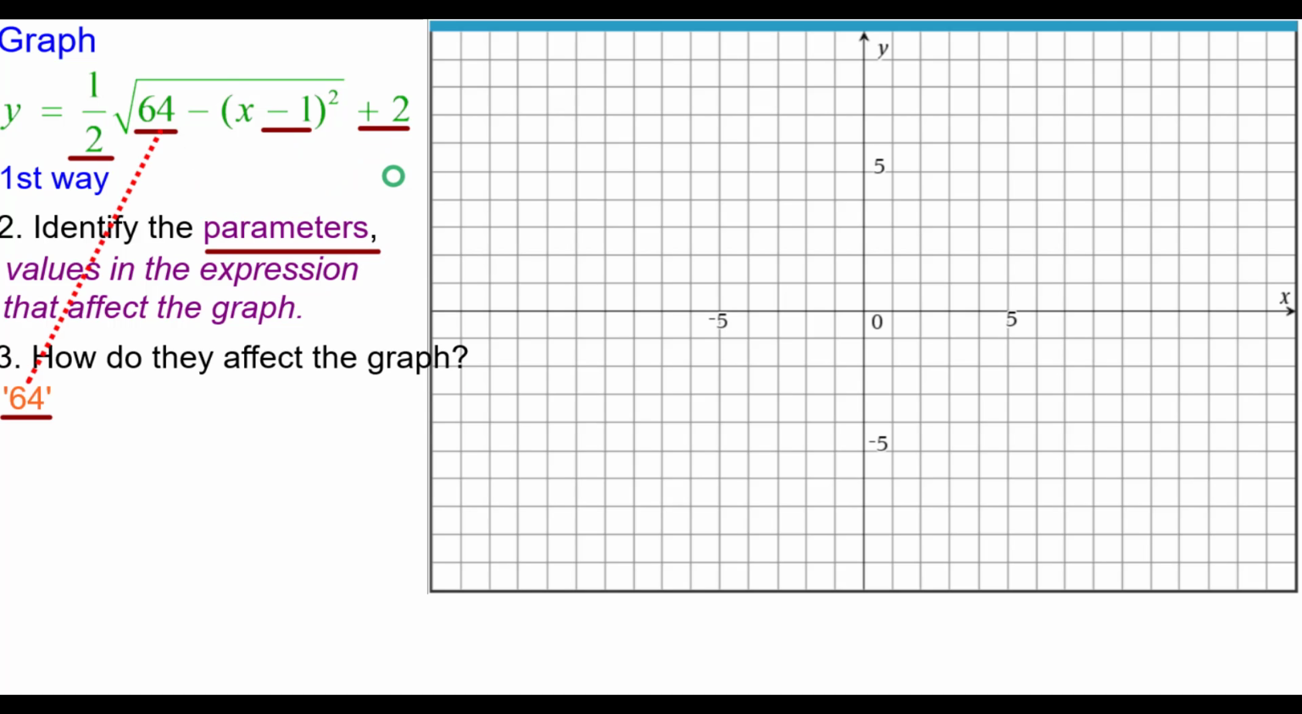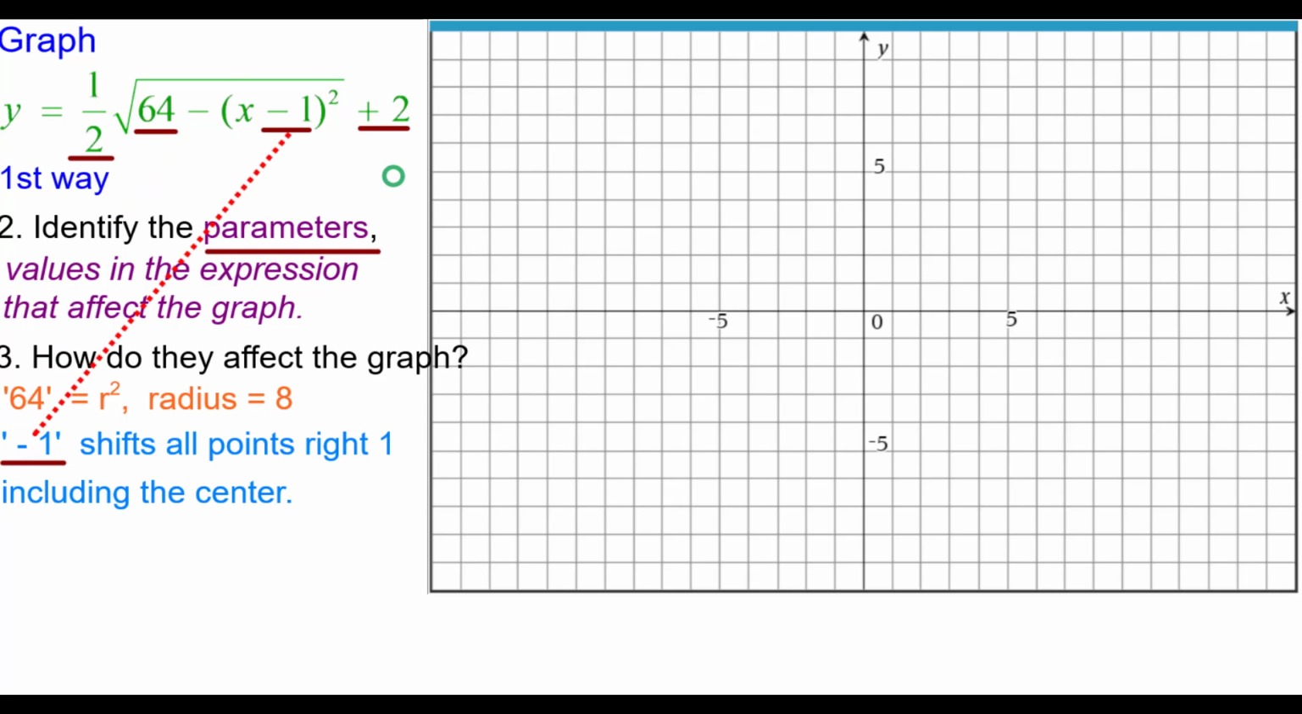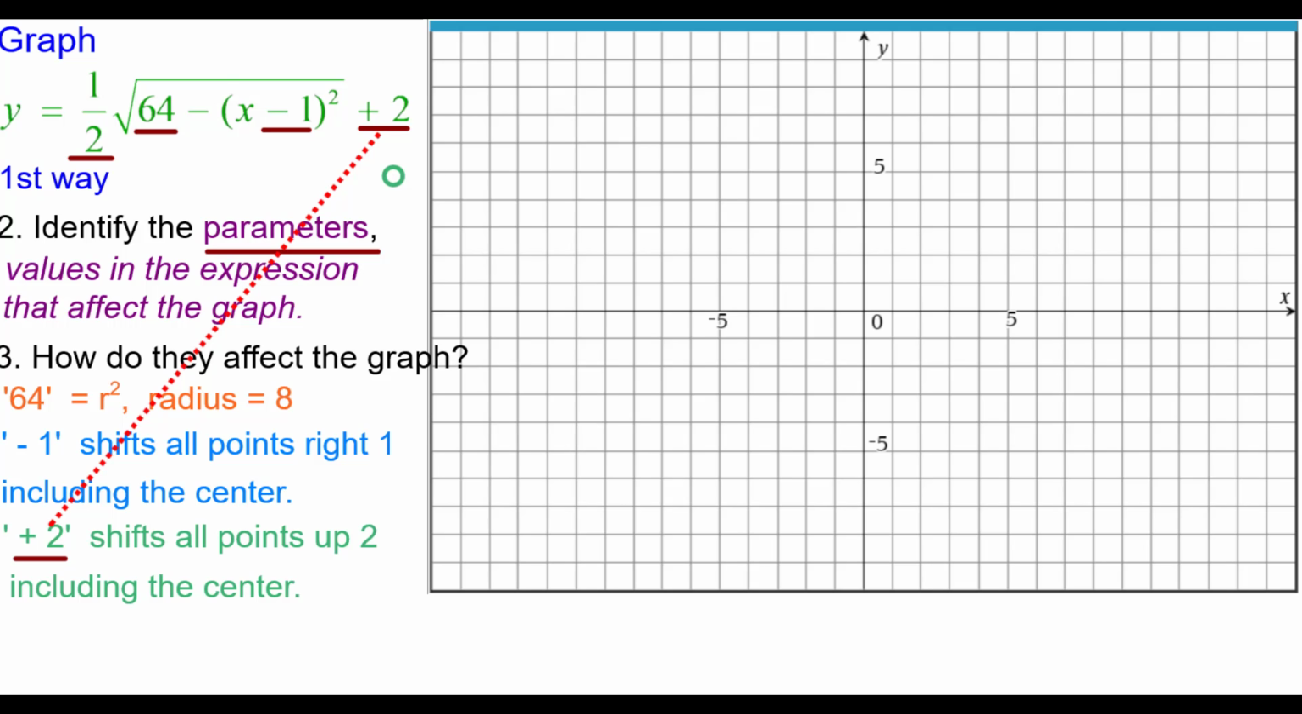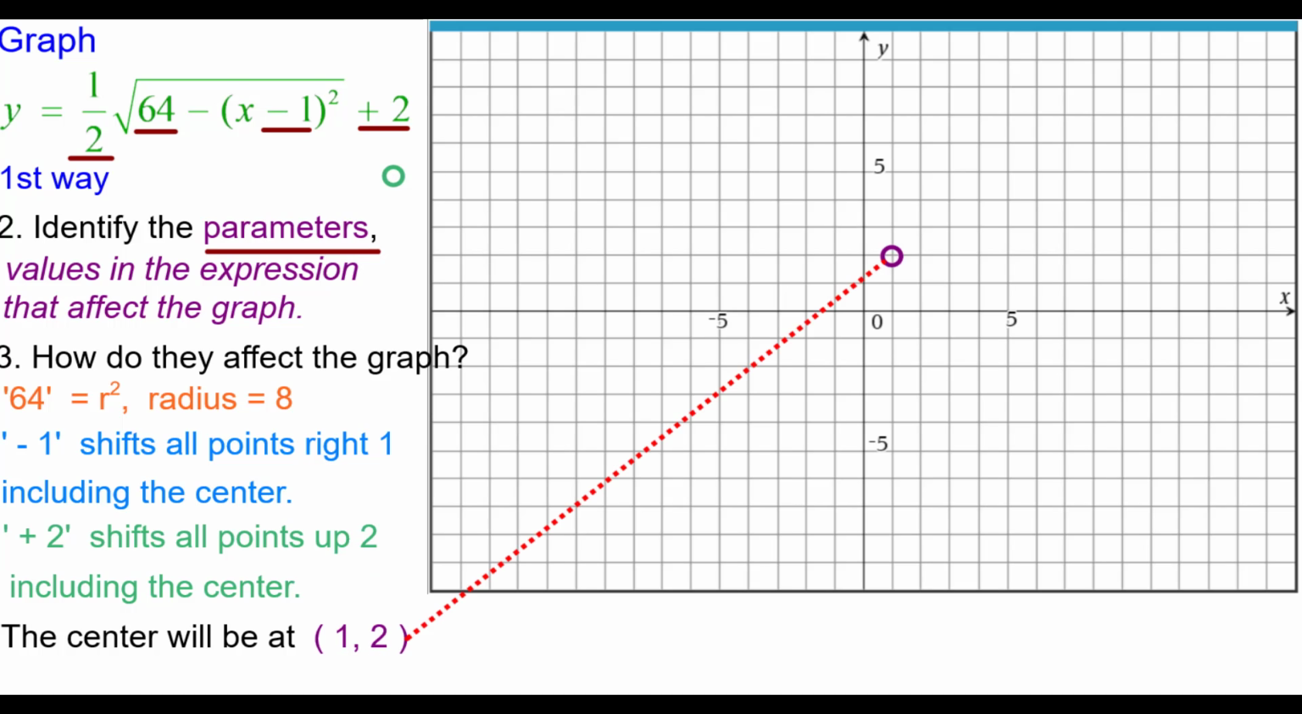We'll start with 64. That's equal to r squared. Taking the square root, the radius is then 8. The minus 1, which is inside the function, shifts all points to the right 1, including the center. The plus 2 outside the function shifts all points up 2, including the center. So instead of the center being at the origin, the center will be at right 1, up 2, or the point 1, comma 2. And we'll plot our points relative to that center.